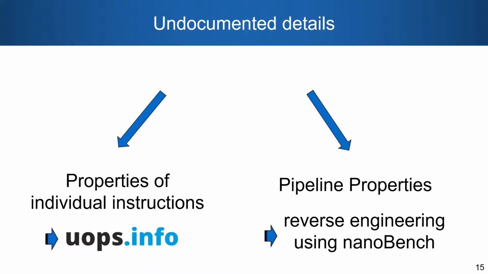For the second class of undocumented details, which are the undocumented properties of pipeline components, we developed micro benchmarks that we evaluate using our tool nanoBench.